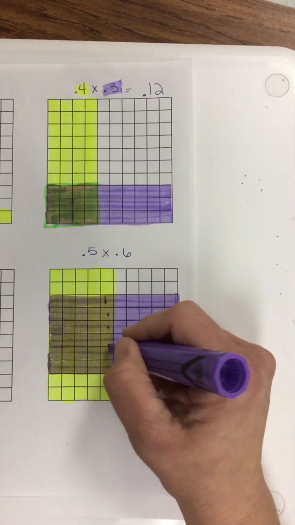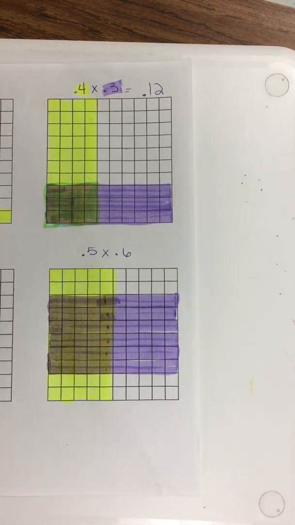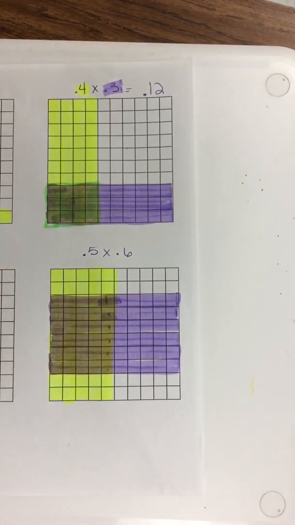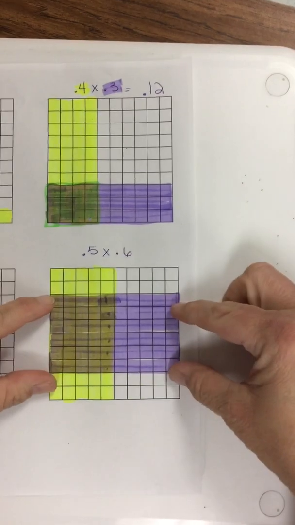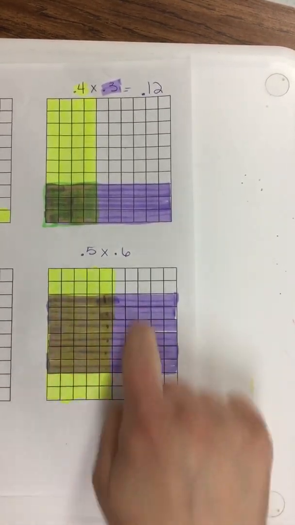1, 2, 3, 4, 5, 6. Okay, so I shaded in 6. Notice I didn't start at the top and do 6 across. I didn't start at the bottom and do 6 across. It does not matter as long as my 6/10 are all in the same location. Okay, so they're all together.